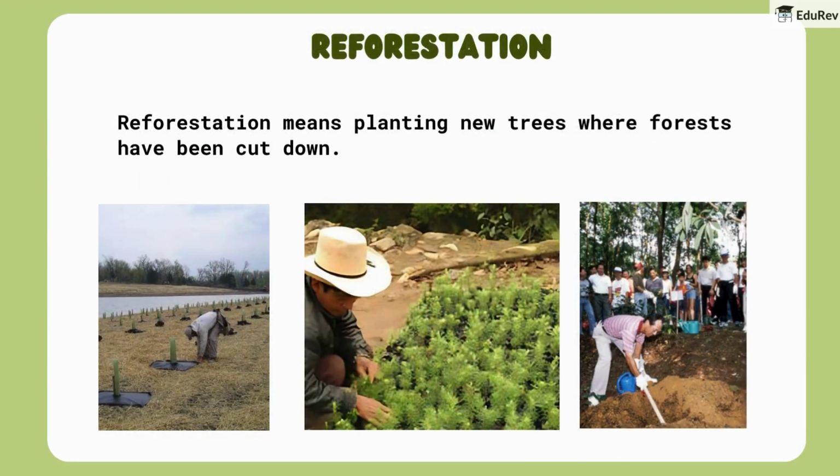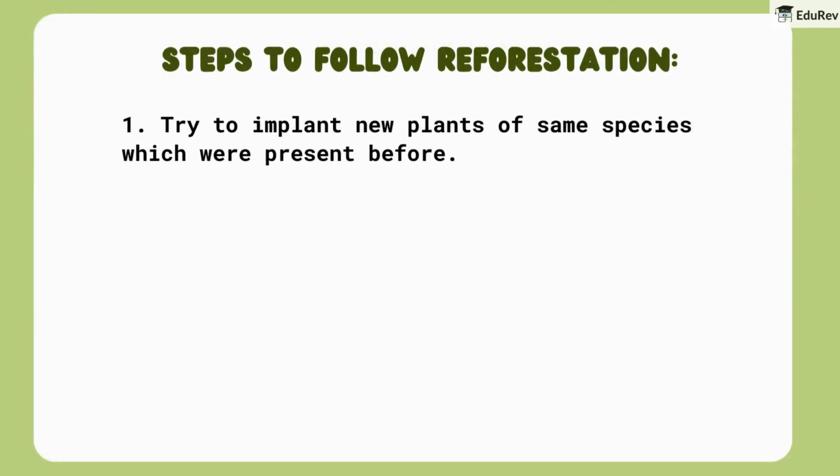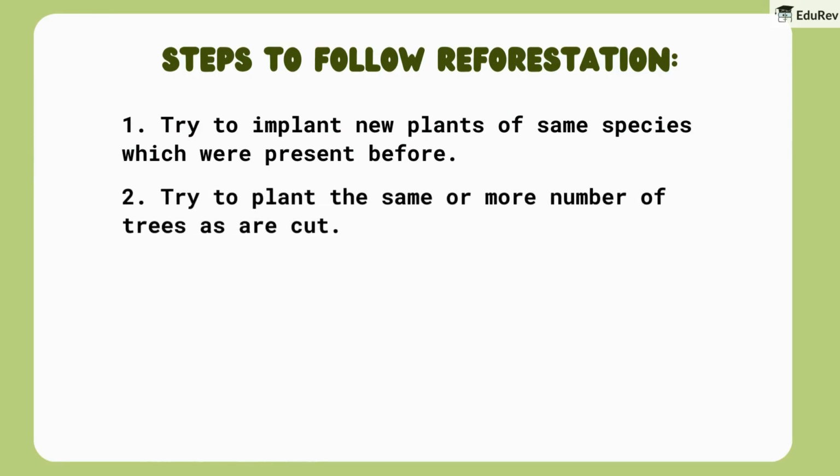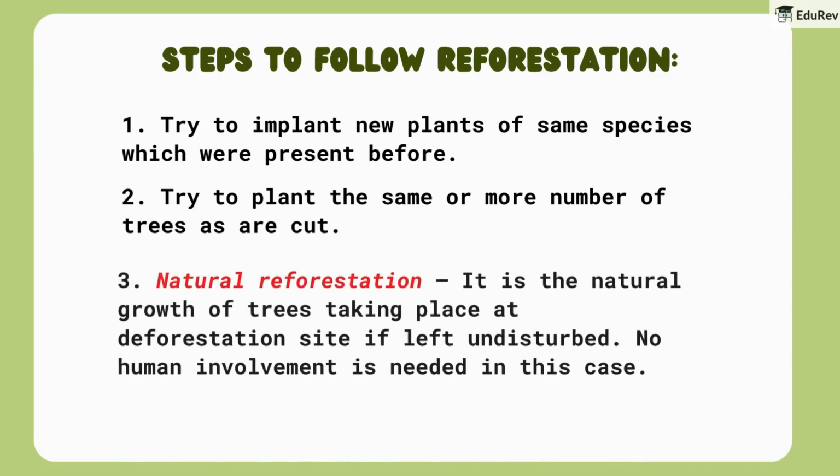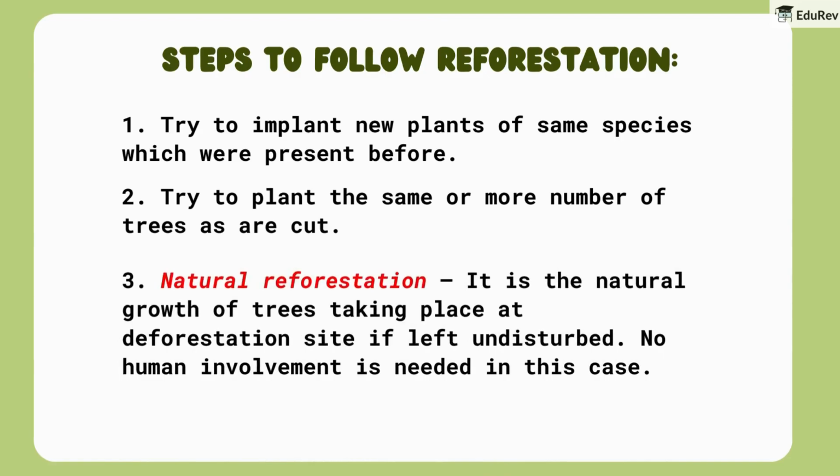But how can we do it as a common citizen? We can do a simple but effective thing called reforestation. Reforestation means planting new trees where forests have been cut down. Try to implant new plants of the same species which were present before. Try to plant the same or more number of trees as are cut. Reforestation can also happen naturally. Natural reforestation is the natural growth of trees taking place at a deforestation site if left undisturbed. No human involvement is needed in this case.